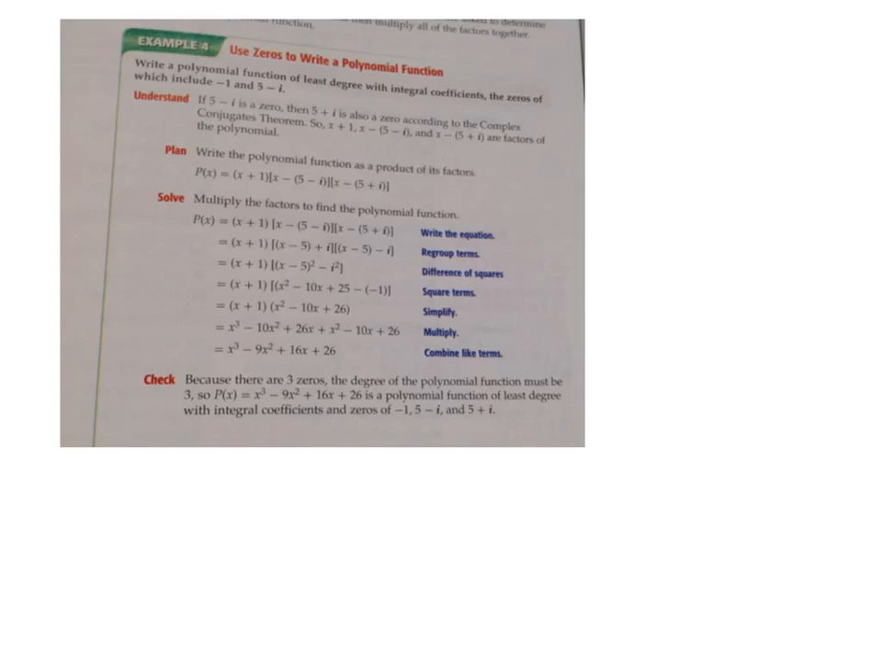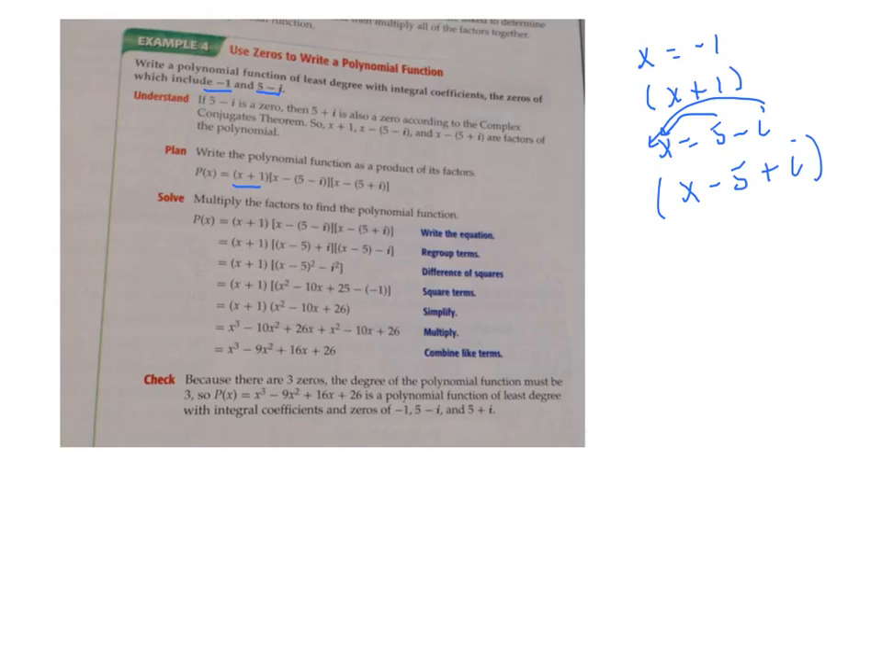Now, example 4, we have been doing right along, so this won't be anything too new. It says, write a polynomial function of least degree with integral coefficients, the zeros of which include negative 1 and 5 minus i. So you have x equals negative 1, which gives you the factor x plus 1, which you see here. Then you have x equals 5 minus i, which, remember, you're moving everything over the equal sign. So it ends up being x minus 5 plus i.